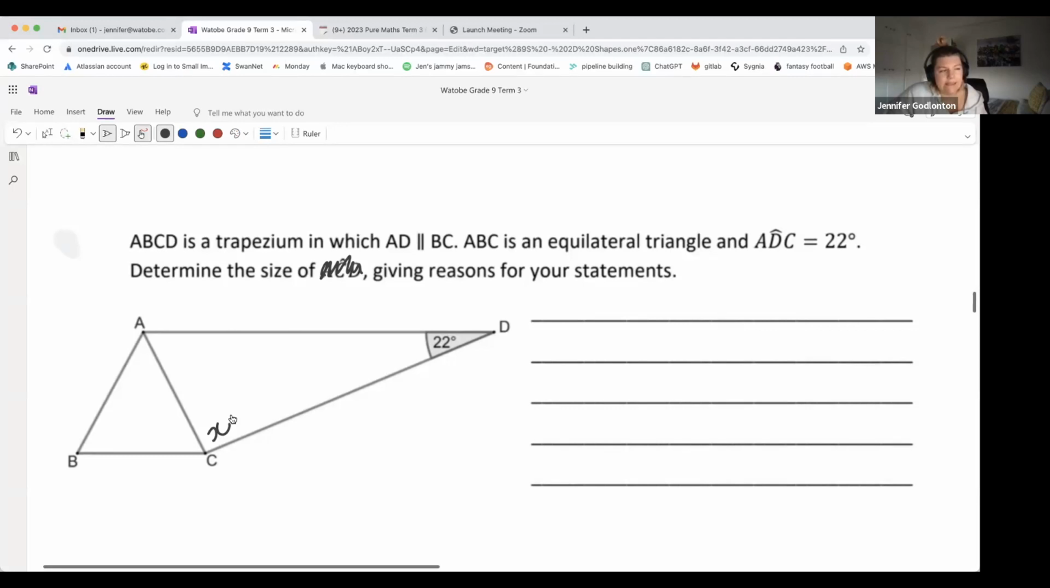So AC is a common side, but we would only use common sides when it comes to congruency or similarity. And we aren't doing congruency here. Yes, ABC is definitely an equilateral triangle. Think about what that means. Good, good.